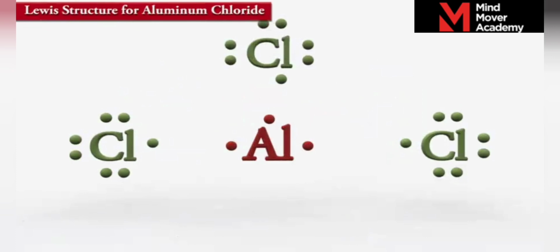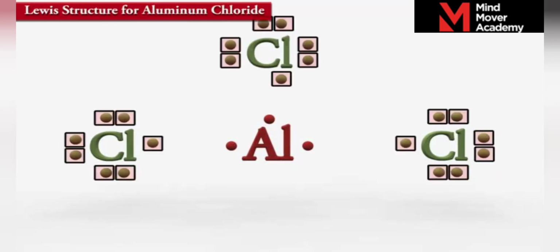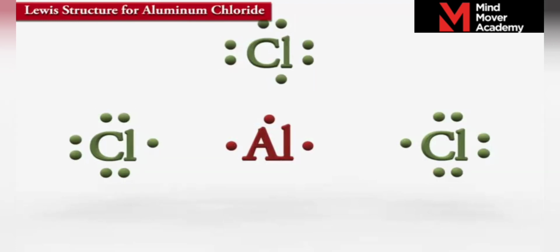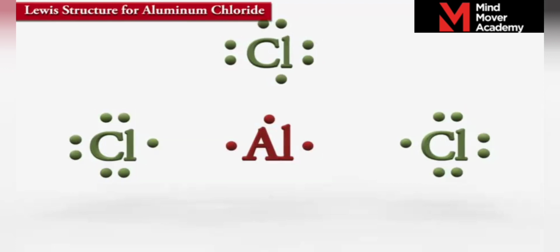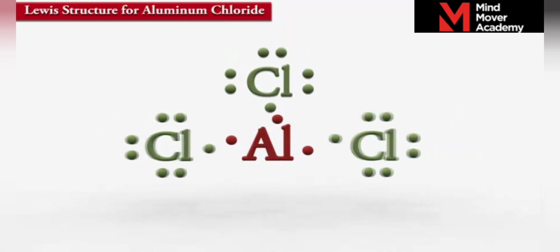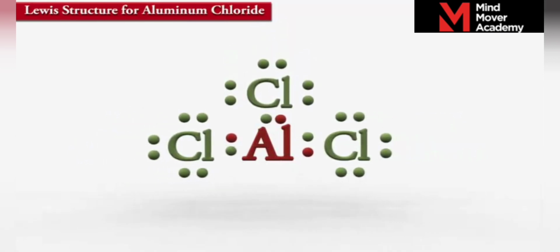Let's draw the Lewis structure for aluminium chloride. Now, aluminium has 3 valence electrons. Chlorine is a halogen and has 7 valence electrons. That sums up to 24 electrons. As this molecule has 1 aluminium atom, it is considered the central atom, and chlorine atoms are drawn around it as shown here.